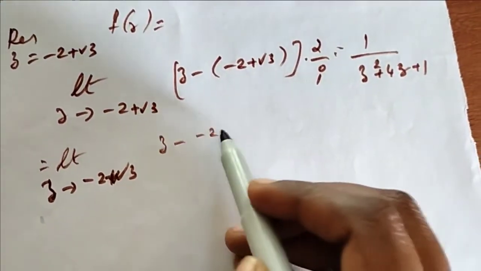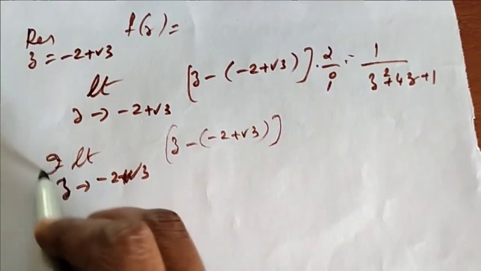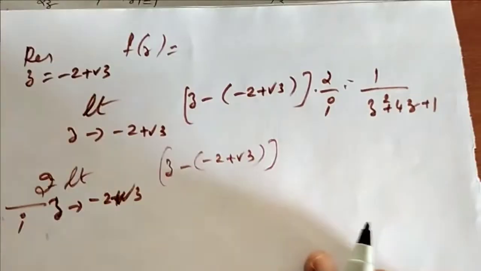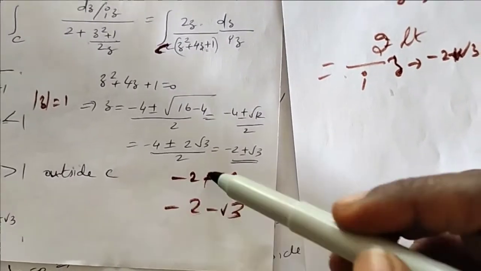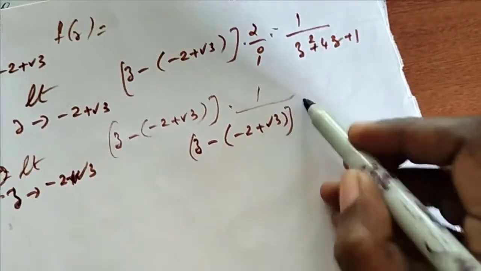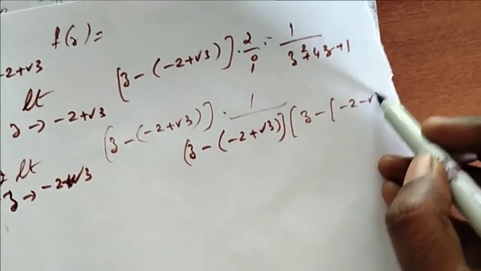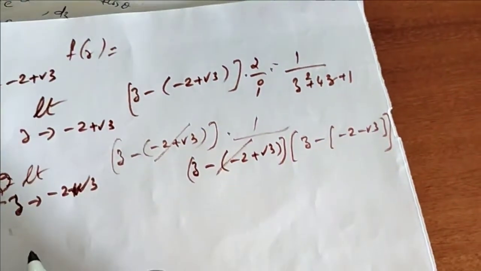It is limit z tends to minus 2 plus root 3, z minus of minus 2 plus root 3, into 2 by i is a constant, so we can take 2 by i outside. Then 1 by z square plus 4z plus 1. It has 2 roots, minus 2 plus root 3 and minus 2 minus root 3. So factors are z minus this one into z minus this one. So z minus of minus 2 plus root 3 into z minus of minus 2 minus root 3. So z minus of minus 2 plus root 3 cancelled.